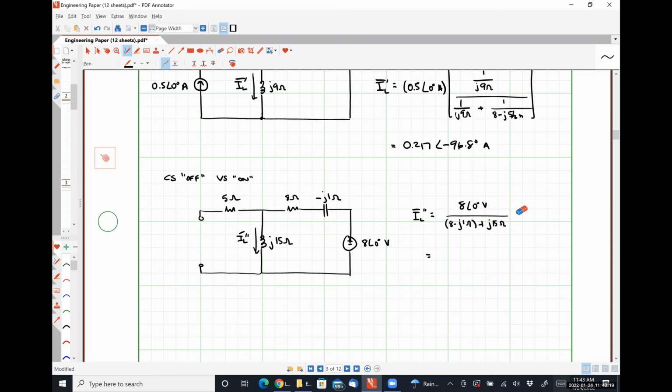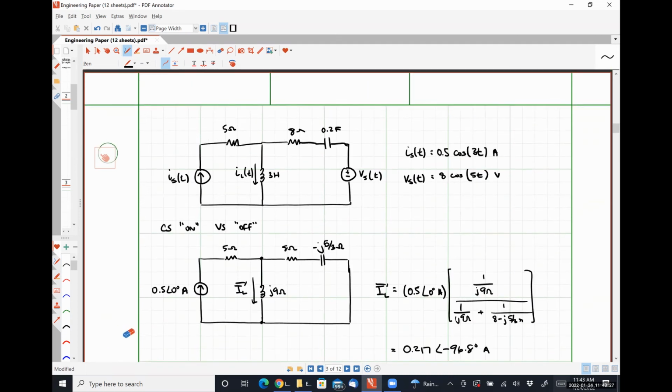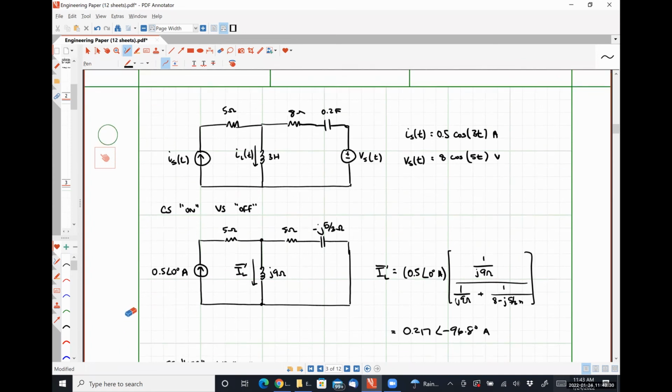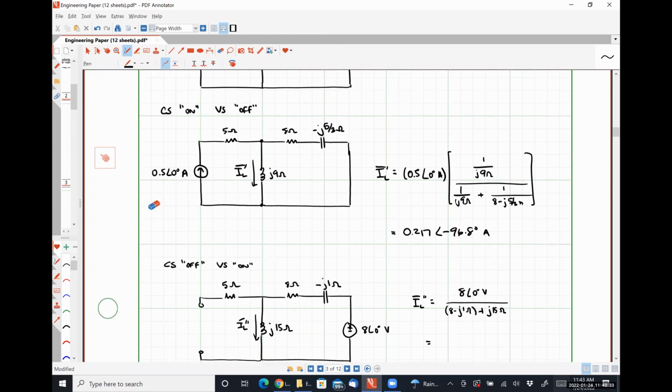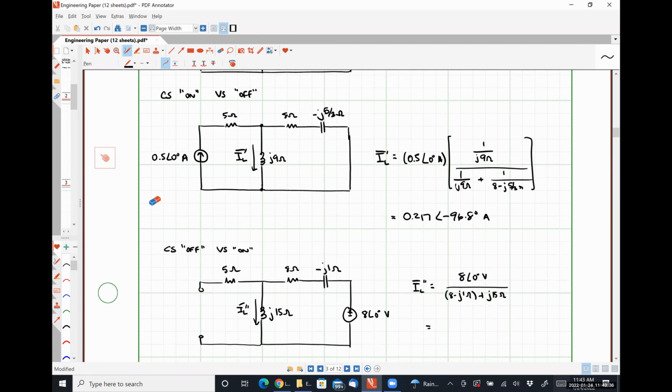Somebody please give me a numerical answer for that. Pardon? Wasn't the resistor 3 ohms? It's like 8 to me. 54.27. Okay, thank you. Yeah, and sorry for my penmanship.